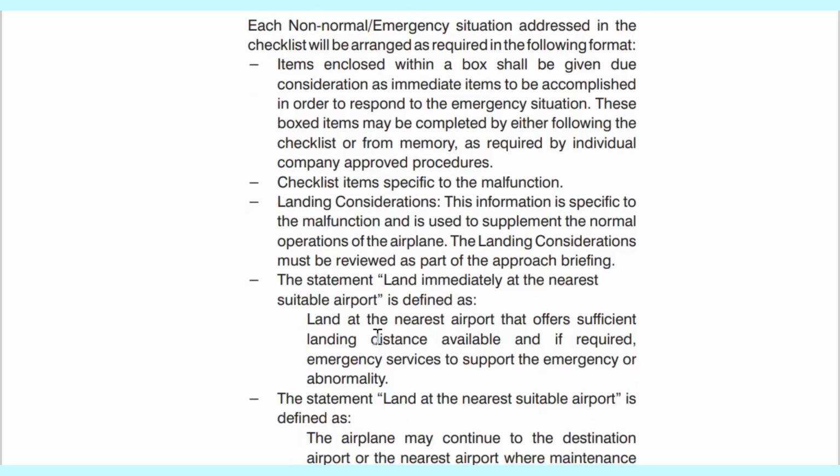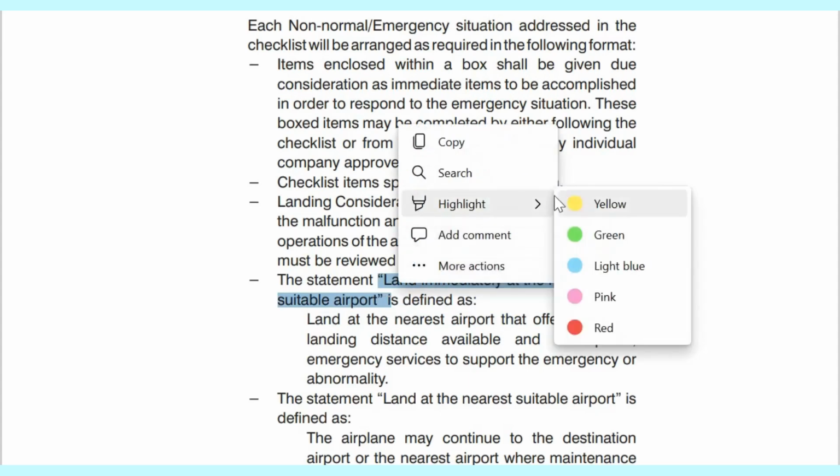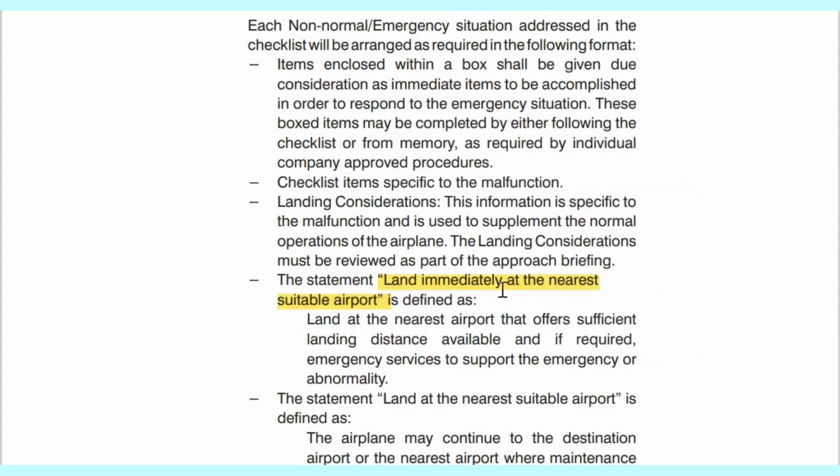emphasize these statements here. If you see that in a couple of pages in the emergency sections, you may come across this phrase which says land immediately at the nearest suitable airport. Okay, that's very important. And if you see what it says here, the nearest suitable airport is one that offers sufficient landing distance available and, if required, emergency service available to support the emergency or abnormality.